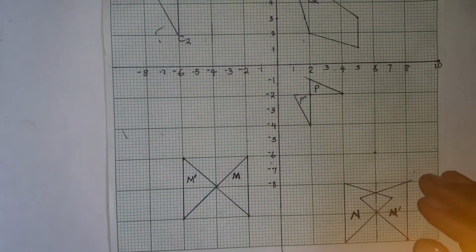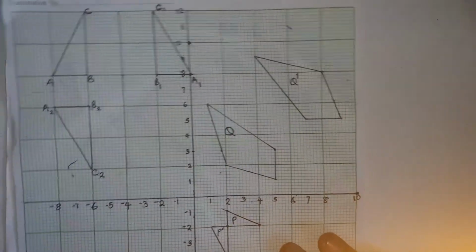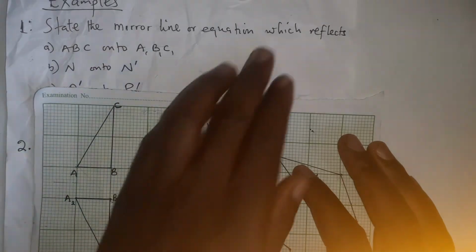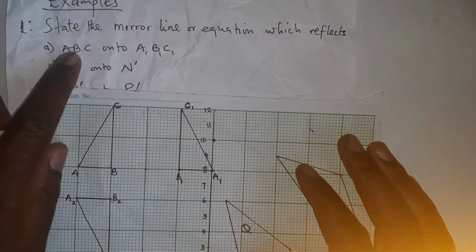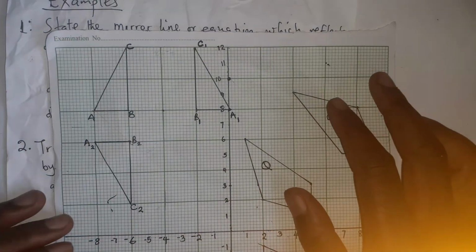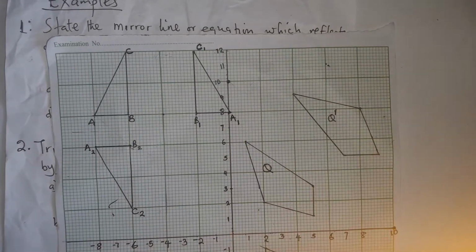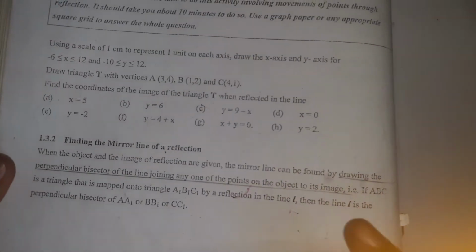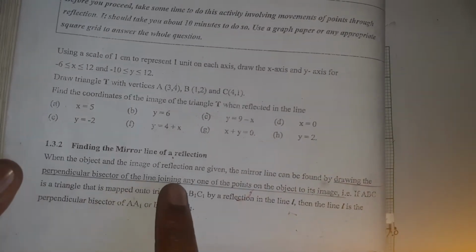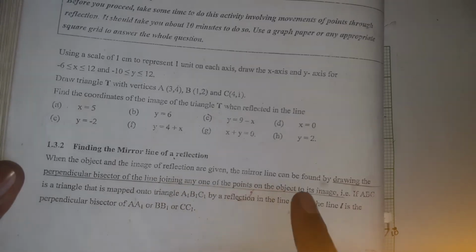Okay, let's look at the first question. So we have the questions here. State the mirror line or equation which reflects triangle ABC onto. Of course, on the instructions, we were told that we need to drop a what? We need to draw a perpendicular here. Okay, there was that instruction. By drawing the perpendicular bisector of the line joining any one of the points on the object to its image.